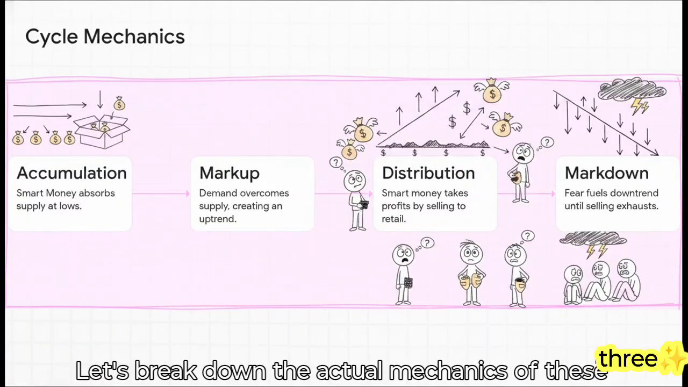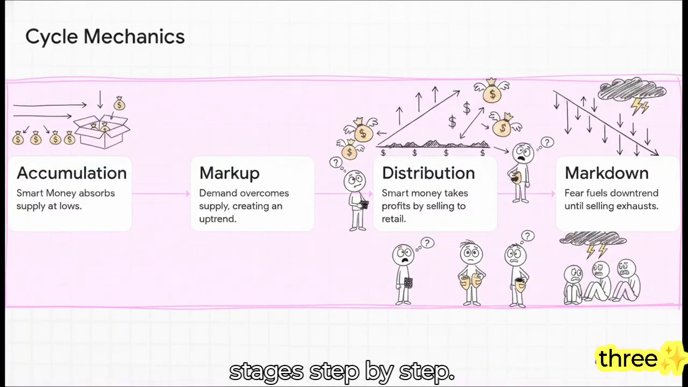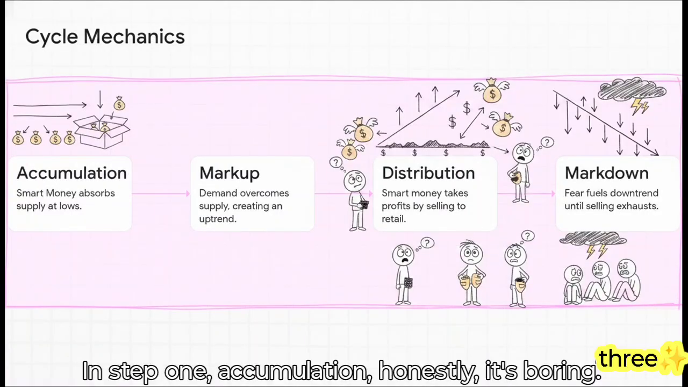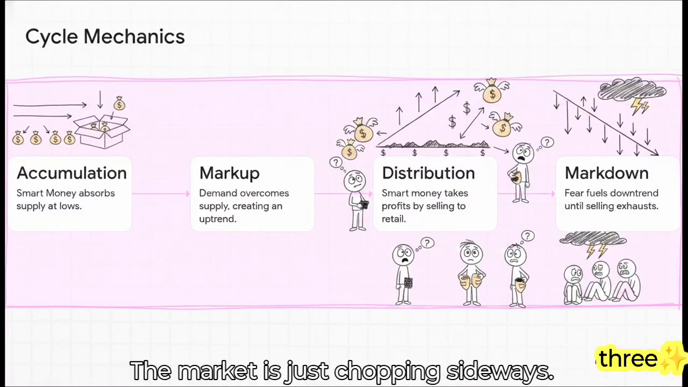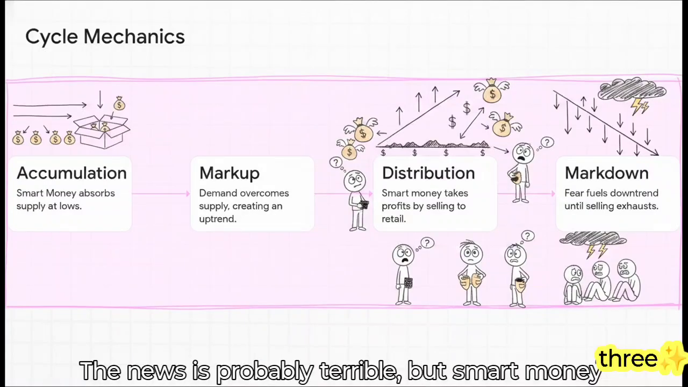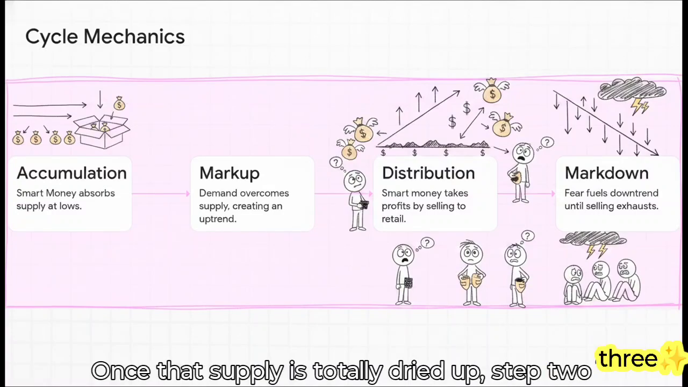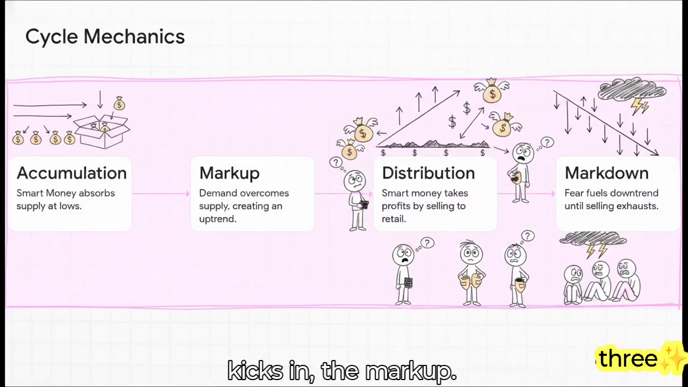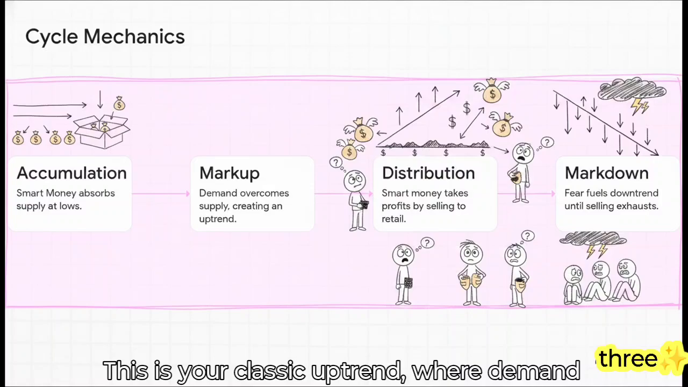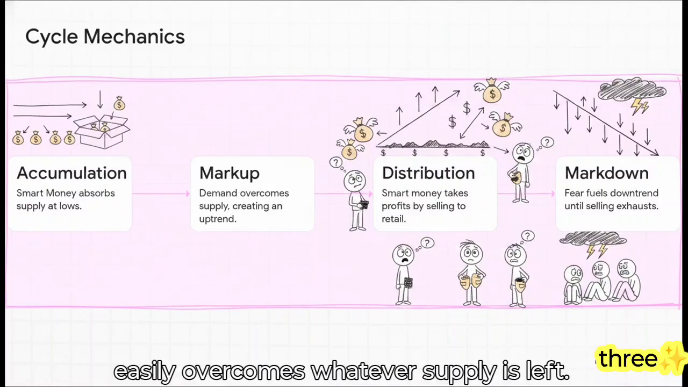Let's break down the actual mechanics of these stages step by step. In step 1, accumulation, honestly, it's boring. The market is just chopping sideways. The news is probably terrible, but smart money is quietly absorbing all the available supply. Once that supply is totally dried up, step 2 kicks in, the markup. This is your classic uptrend, where demand easily overcomes whatever supply is left.